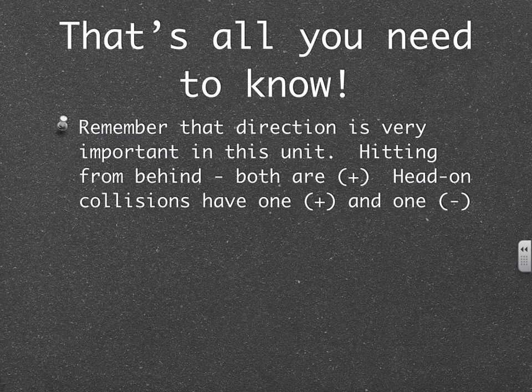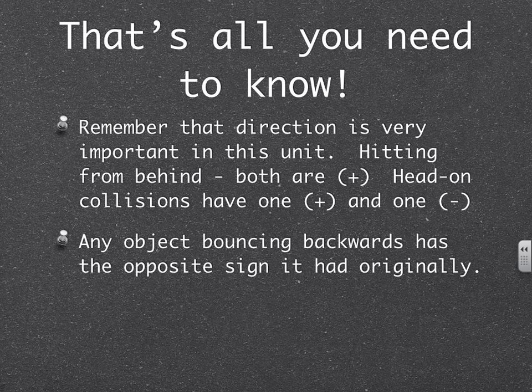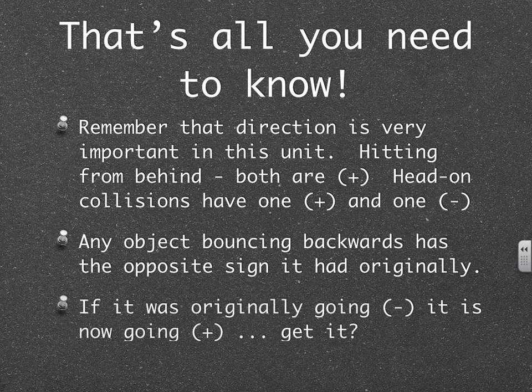Again, the thing to look for is that direction is going to be very, very important. If somebody hits you from behind, then we call everybody positive. But if we have head-on collisions, we're going to call one positive and we're going to call one negative. Anytime we bounce off something and it goes backwards, it has the opposite sign of what it used to be. So if I was originally going negative and I bounce backwards, I'm now going positive.